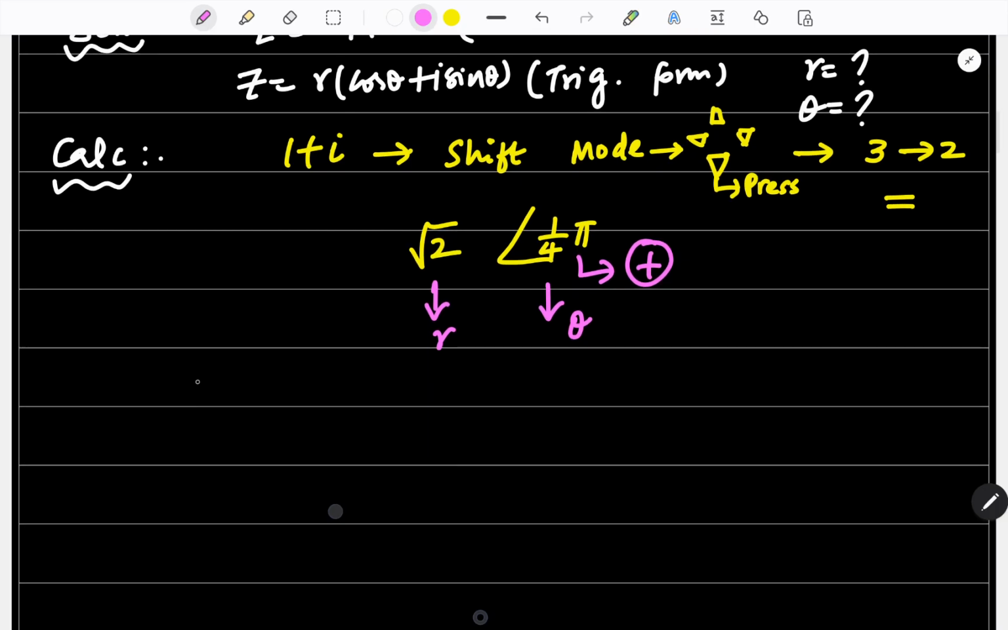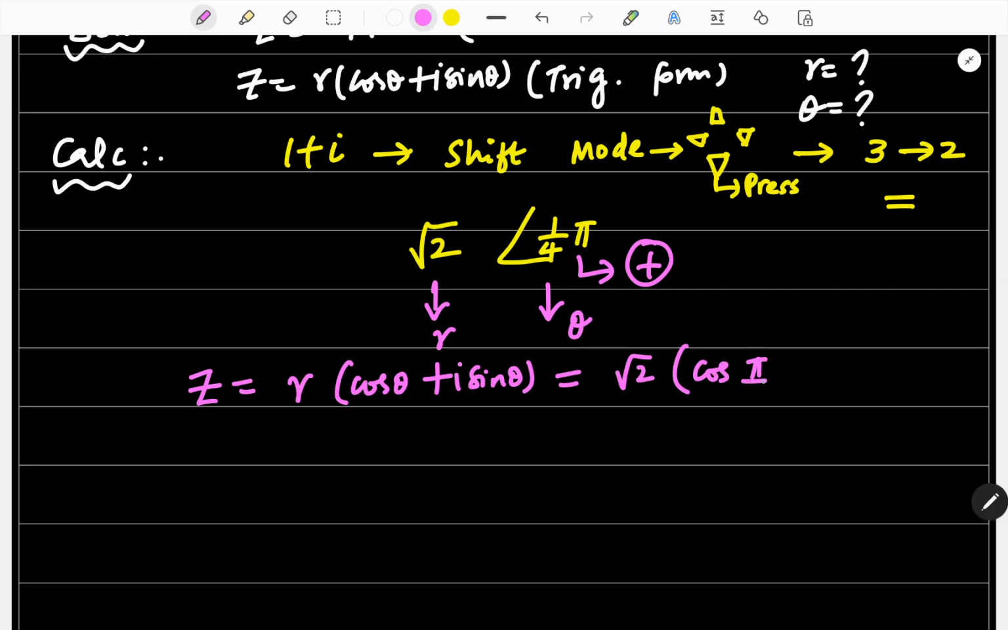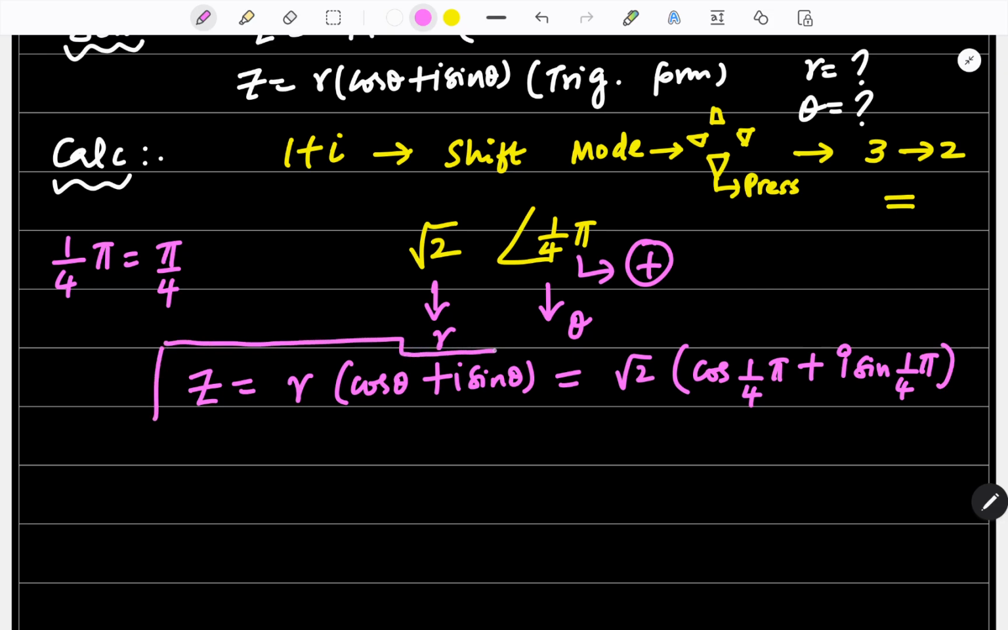Now z is equal to what? r bracket cosine theta plus i sine theta, right? This is equal to r, which is square root of 2, and cosine pi by 4. Actually it's pi by 4, but you can write 1 by 4 pi also, both are the same, plus i sine 1 by 4 pi. So this is going to become your trigonometric form of the complex number.